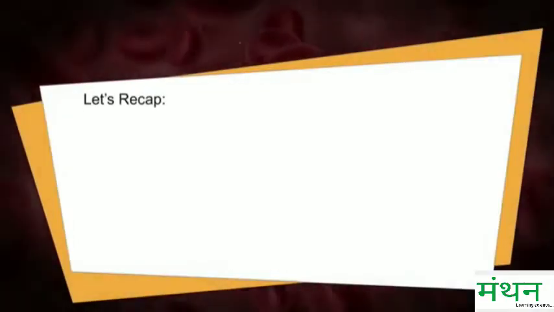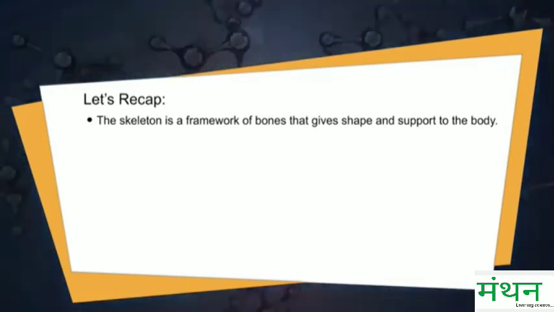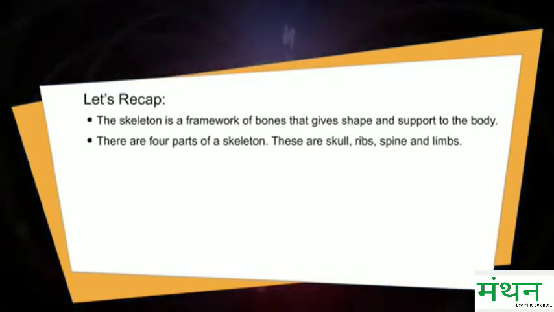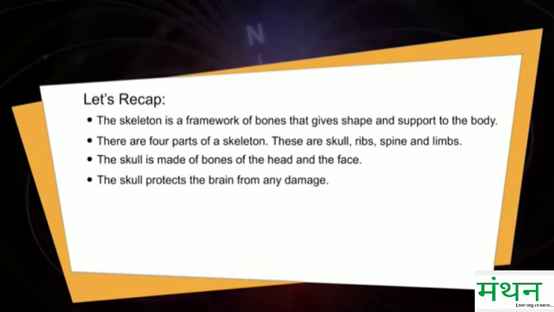Let's recap. The skeleton is a framework of bones that gives shape and support to the body. There are 4 parts of a skeleton. These are skull, ribs, spine, and limbs. The skull is made of bones of the head and the face. The skull protects the brain from any damage.